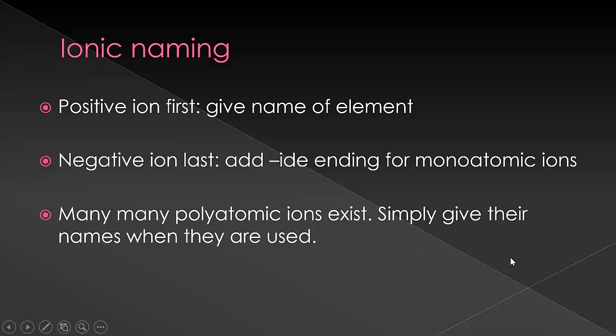Let's start with ionic naming. So for the positive ion, you're just going to give the name of the element. And for a negative ion, you're going to add an IDE to the ending. Positive ion goes first, negative ion goes second. This sounds a lot simpler than it is because we also have many polyatomic ions. And for those polyatomic ions, you're just going to give the name of them. However, they are very, very memory intensive as far as memorization goes.